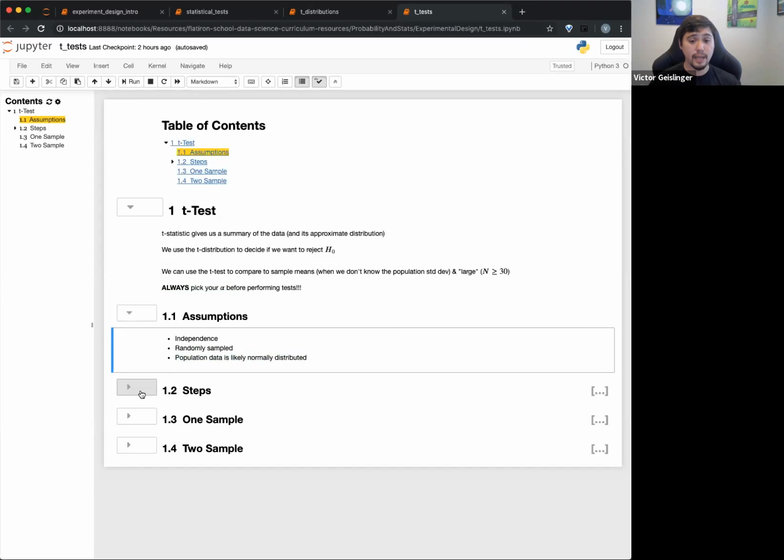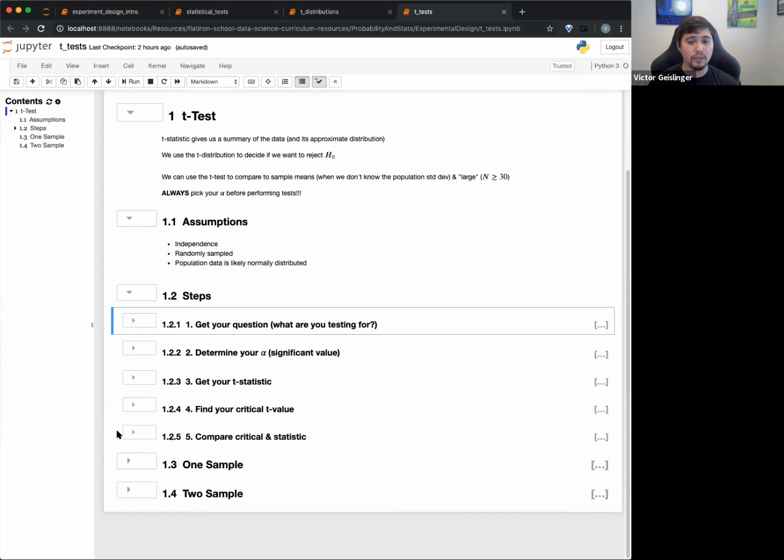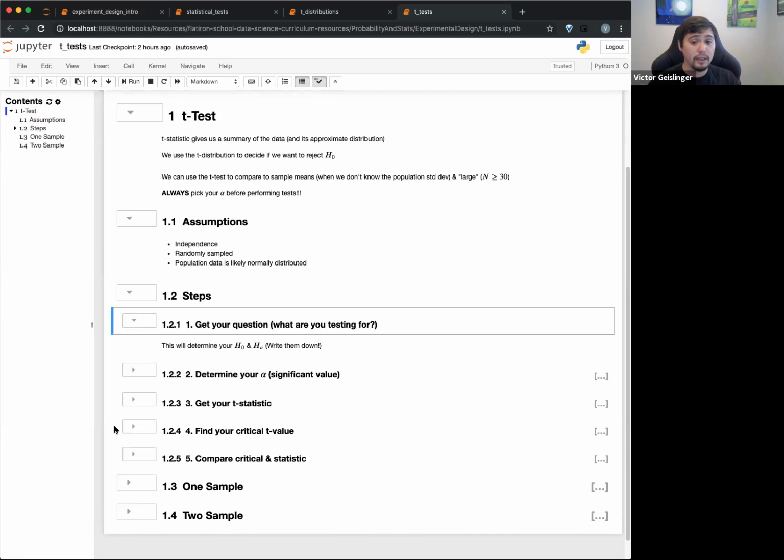So this leads us into the steps for the t-test, okay? Walking through the curriculum and seeing how you perform this test is really useful, but I'm going to give you the broad strokes of what this looks like. The first thing you want to do is get your question: what are you testing for? This will determine your null hypothesis and your alternative hypothesis. You should write these down. Make it very clear what you're trying to test against, okay?